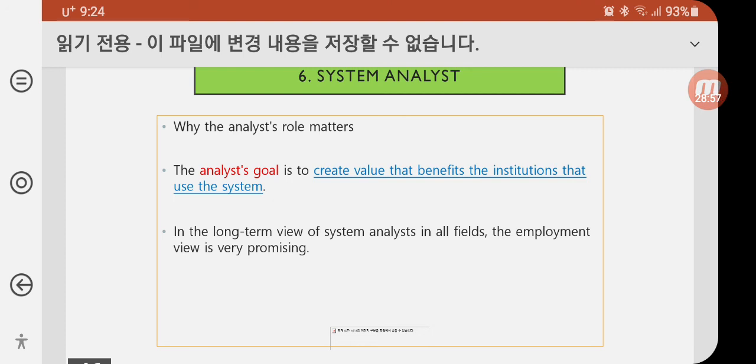In the long-term view of system analysis in all fields, the outlook is very promising. Over time, more organizations will be forced to solve their current problems with computer and communication technologies.